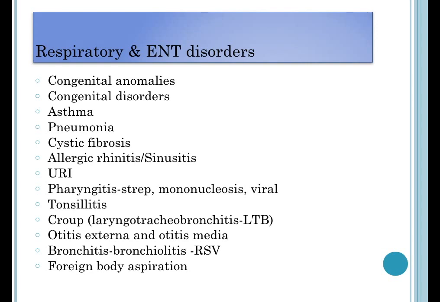We have the allergic rhinitis and sinusitis, upper respiratory infection, which is extremely common, the variety of pharyngitis as well as tonsillitis. We have our croup syndromes, that includes laryngotracheobronchitis. What's not listed here is epiglottitis, which is very important. And then we have bronchitis, bronchiolitis, otitis, and foreign body aspiration.